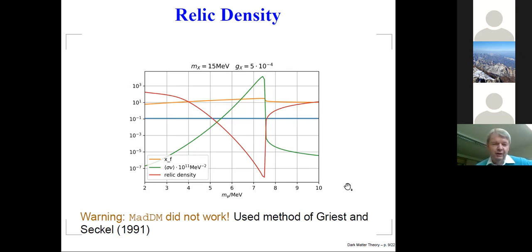Now, when we try to do this calculation, we found out that MAD-DM unfortunately does not work for this model. It gave funny oscillations. Apparently, it could not handle the thermal averaging with this very narrow pole very well. So we did this ourselves and then used the method suggested by Griest and Seckel some 30 years ago to produce these results. The calculation of the relic density may not be very accurate, but even if you're 50% off, because these things change so quickly, it just would mean that you have to readjust the dark matter mass a tiny little bit to get the correct value. That doesn't really matter for anything else.